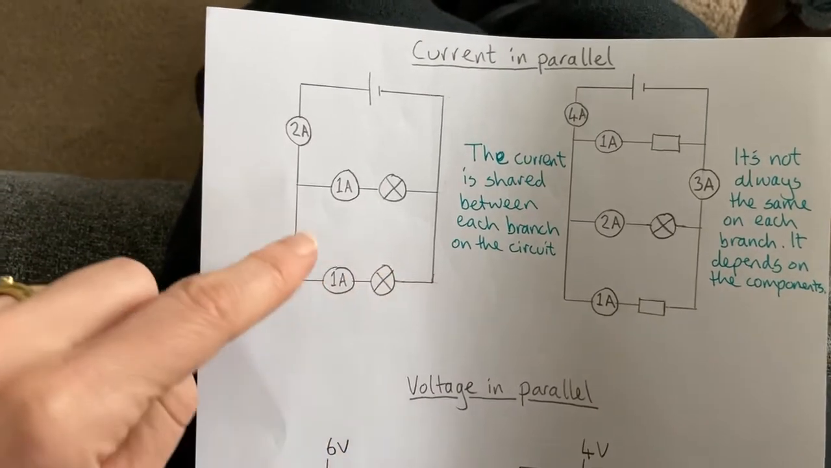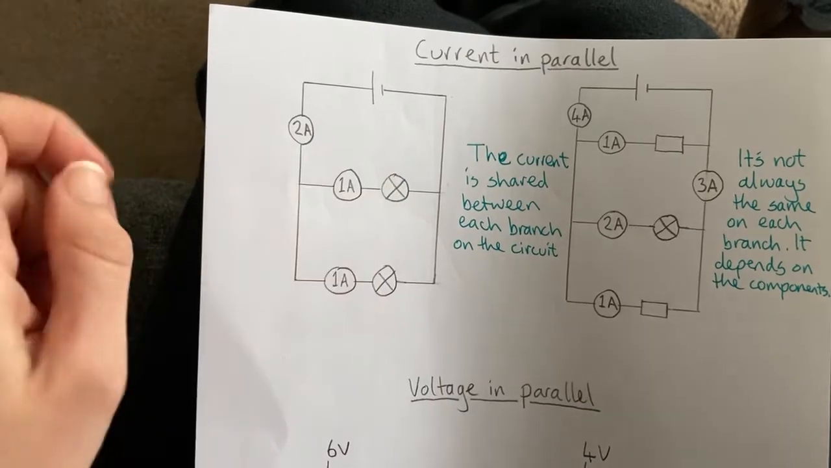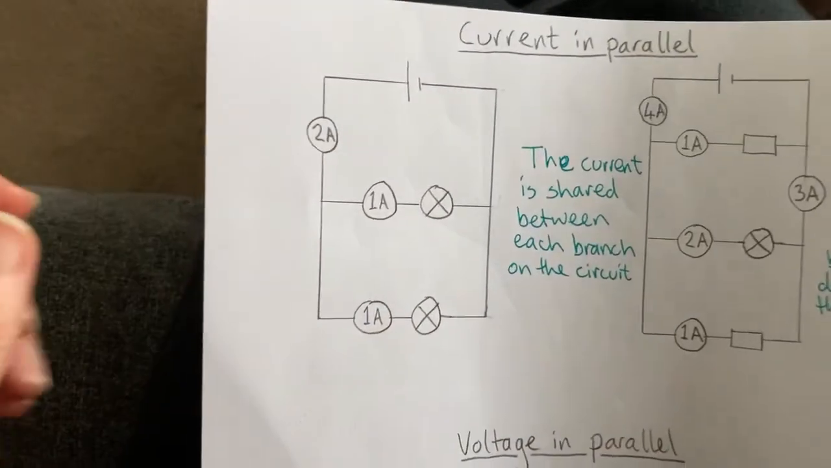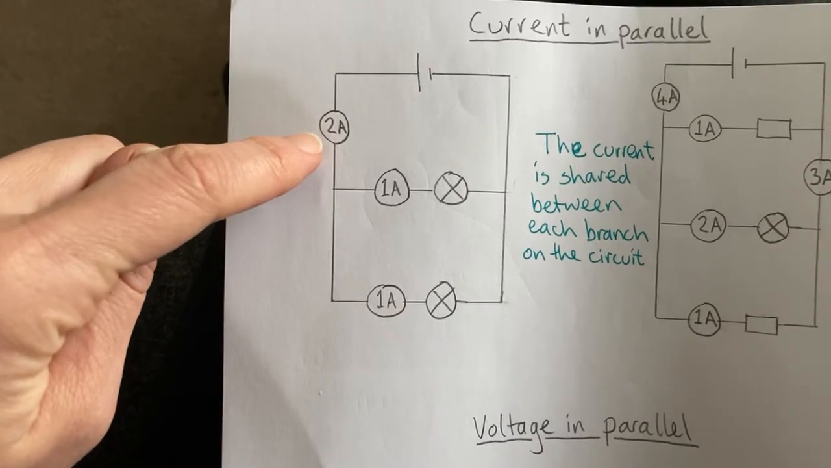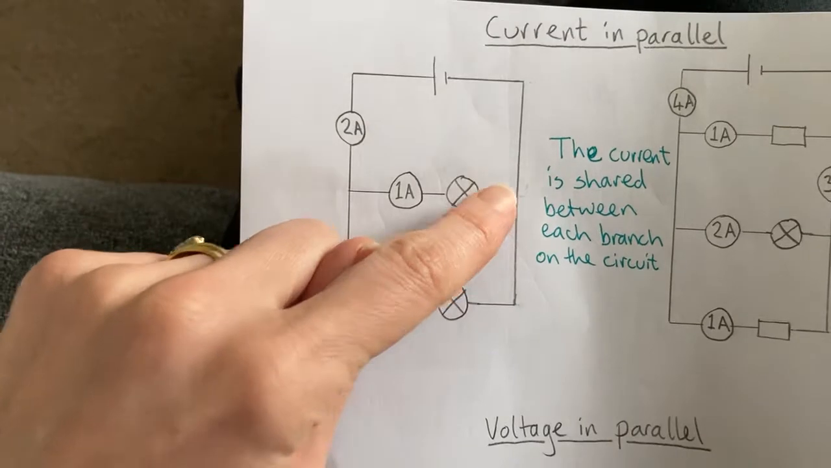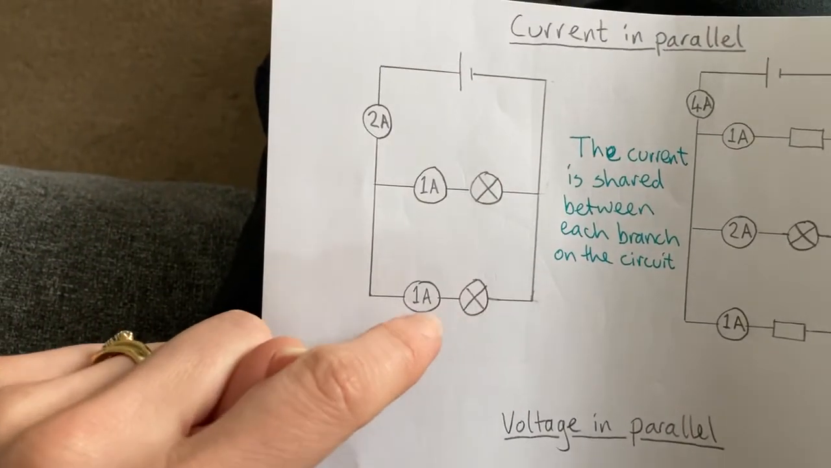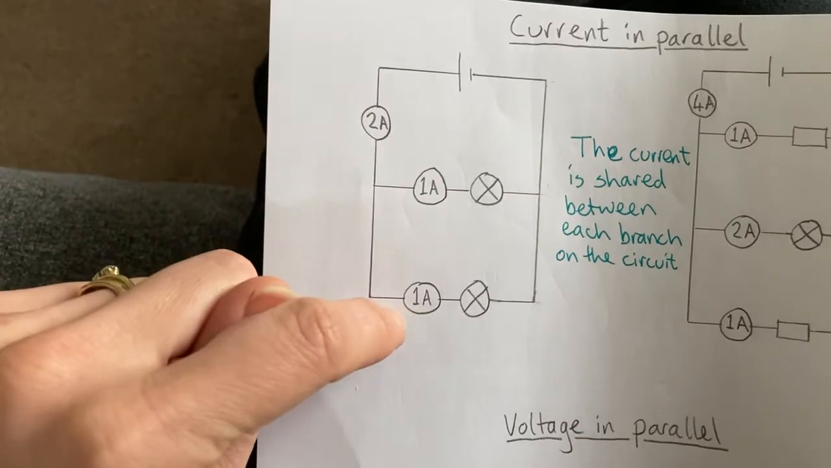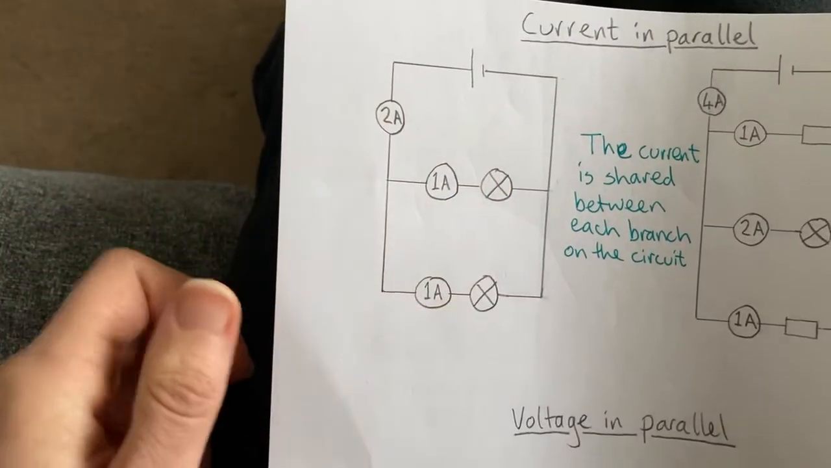Okay, now in this example, both options are the same. There's lamps that we can assume are identical on each one. So we've got 2 amps of current here. So what that means is that half of it will go this branch and half of it will go this branch. So the current now is shared between the branches. So 1 ampere, 1 ampere gives us a 2 in total.